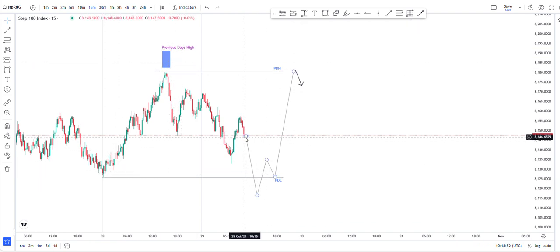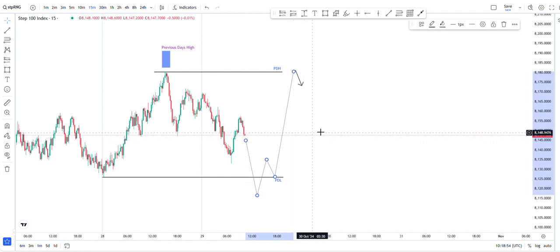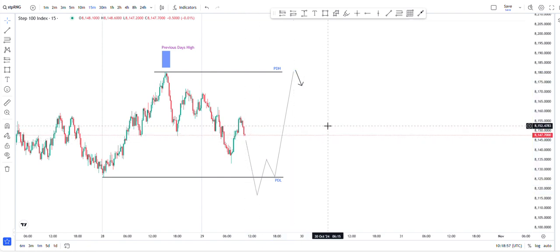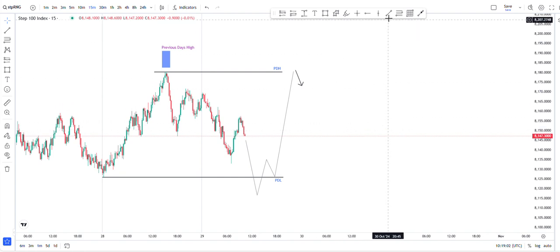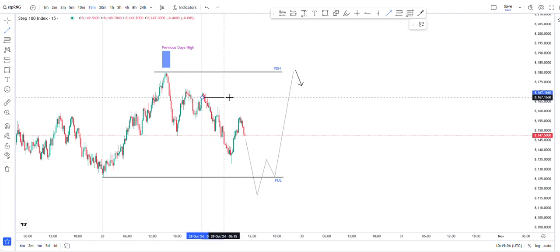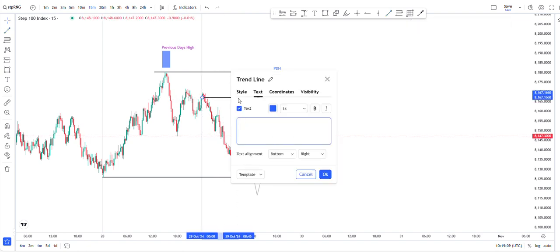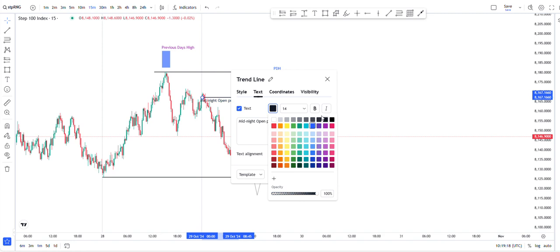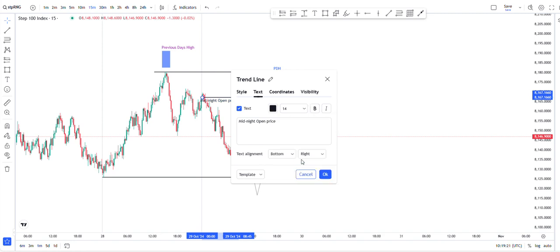So we are still waiting. This strategy can be applied to all the assets. We are in a waiting mode. This was our midnight open. Today's candle opened here, so we call it the midnight open price. Let me explain one other thing here that is going to help your trading journey.